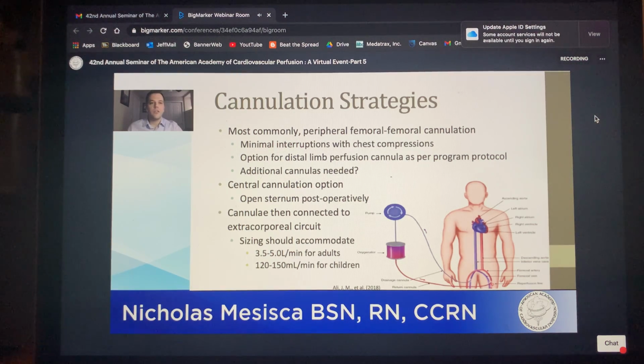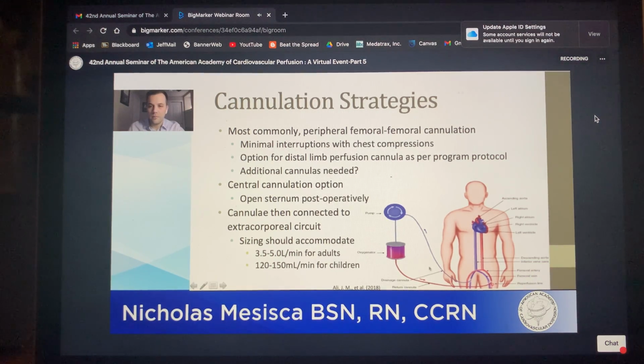If the cardiac arrest occurs postoperatively with a still open sternum or a freshly closed sternum, the surgeon may opt to cannulate centrally. With central cannulation, the surgeon will most commonly place a drainage cannula in the right atrium and a return cannula in the ascending aorta. Either platform, once we're successfully cannulated, the cannula will be connected to the extracorporeal circuit.